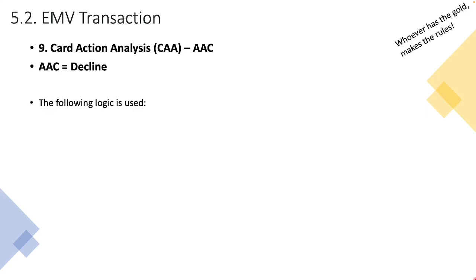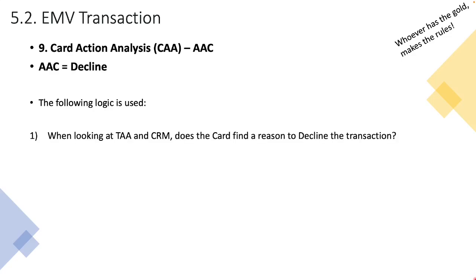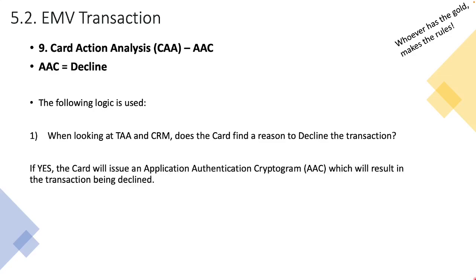So the following logic. Let's talk about an AAC, where the terminal requests that the card generate an AAC cryptogram, which basically says decline this transaction offline. The following logic will be used. When looking at terminal action analysis and its own card risk management, does the card find a reason to decline this transaction? If yes, the card will generate the actual AAC cryptogram, the application authentication cryptogram, and this will result in the transaction being declined.